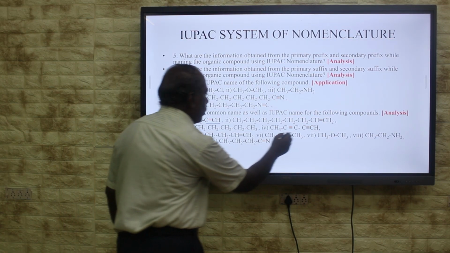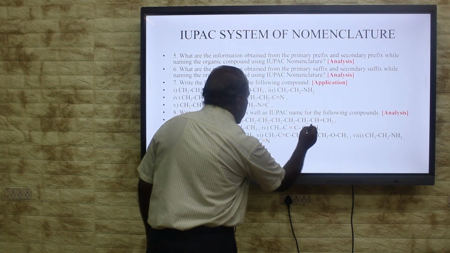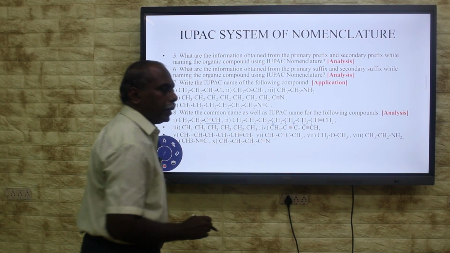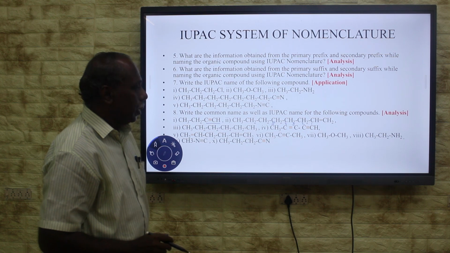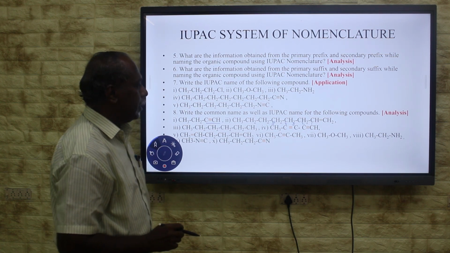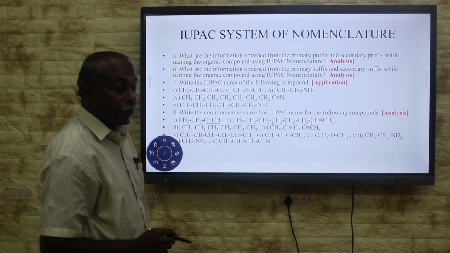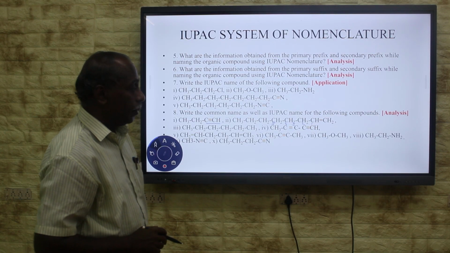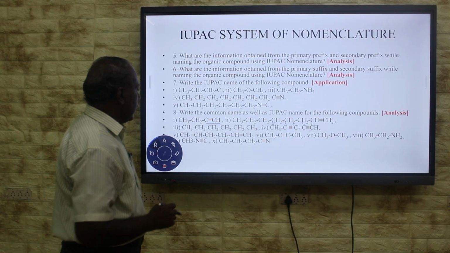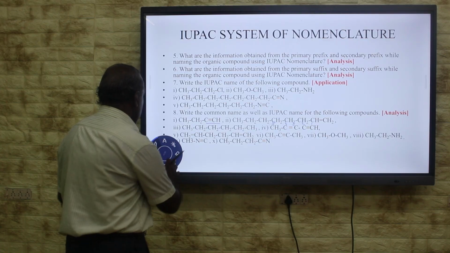Then here 2 double bonds will be there. Sorry, 2 triple bonds will be there. 1, 2, 3, 4, 5. Here the IUPAC name is penta-1,3-diene. But in the common nomenclature, we can't give a name to the compound because it contains 2 triple bonds. In the similar manner, we are going to give the name to this compound. Let us pass on to the next one.